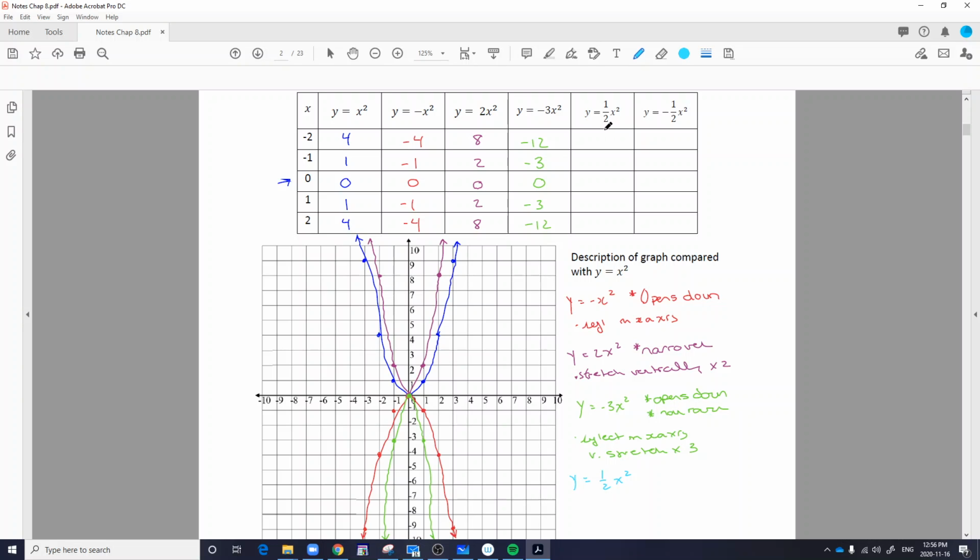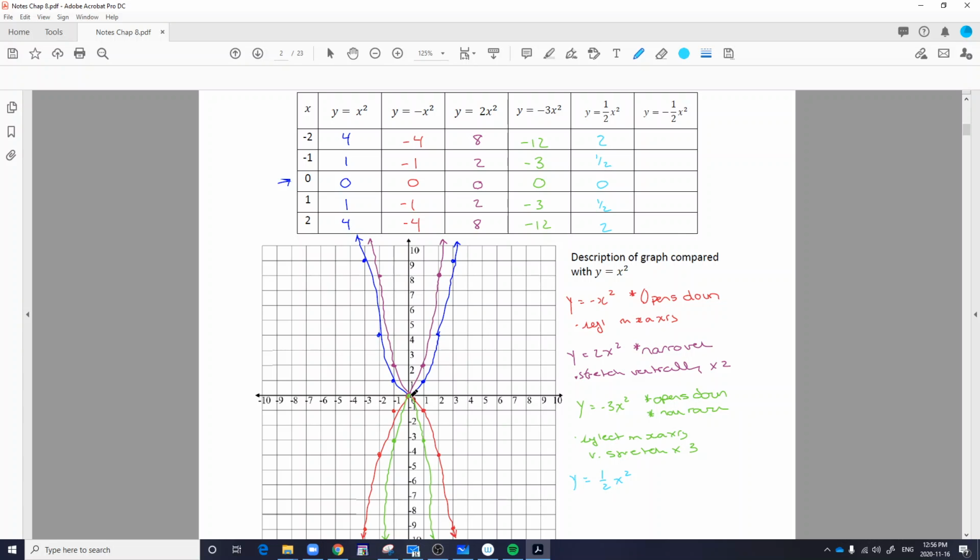What's the difference? Well, the difference is that after I square the x values, I'm going to times them by 1/2. And so instead of getting this point at 4, I'm actually going to get a point at 2. Instead of getting a point at 1, I'm going to get a point at 1/2, still get 0, still get 1/2, still get 2. So what does that mean for my graph?